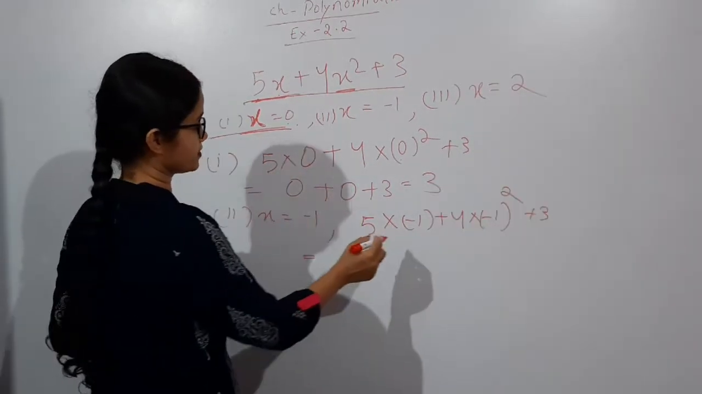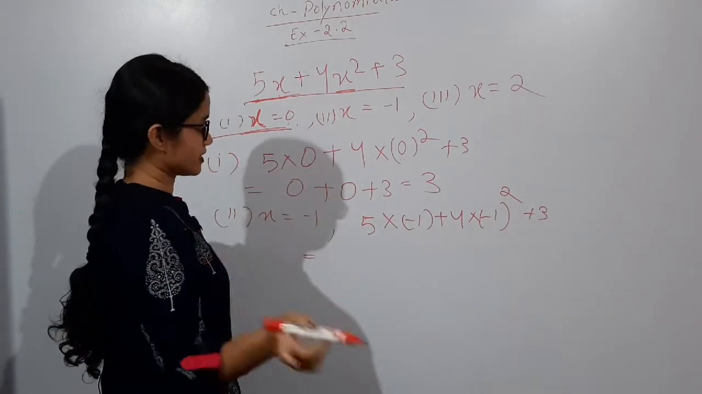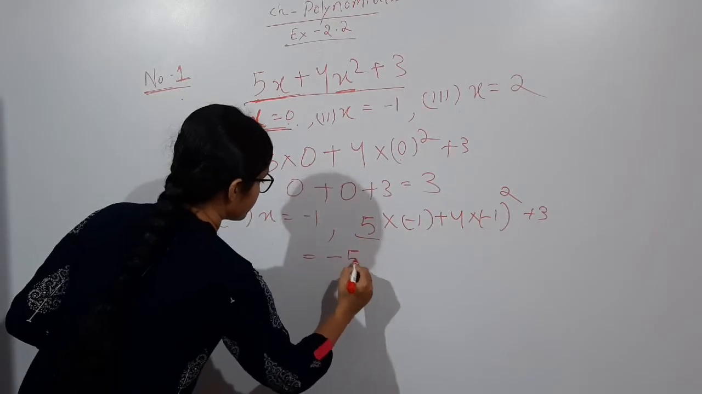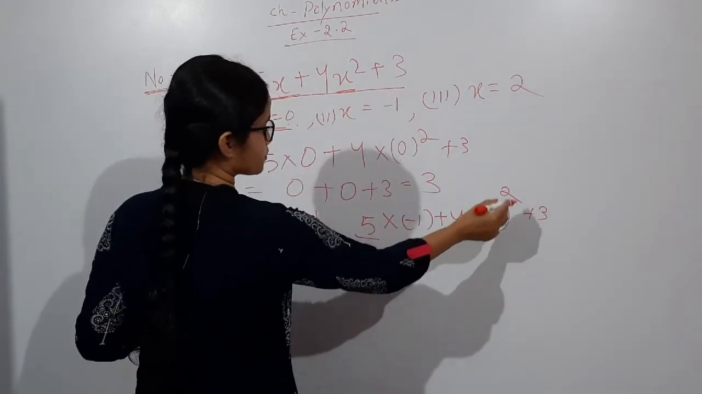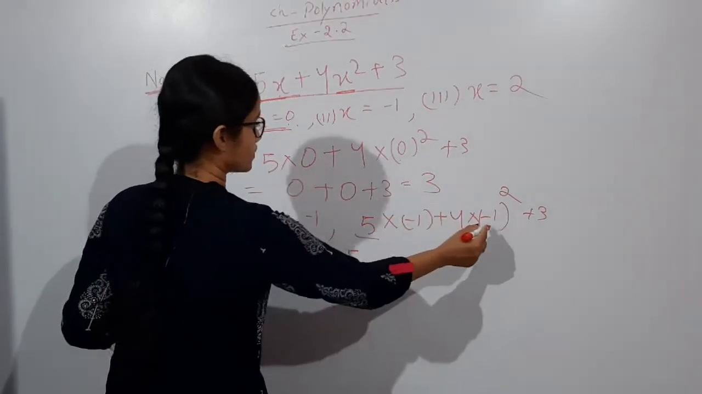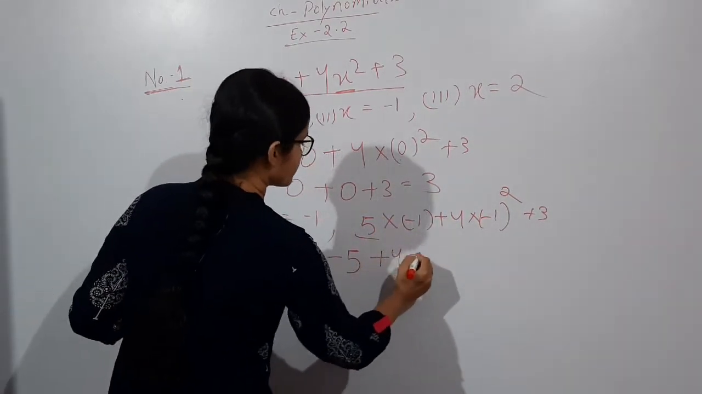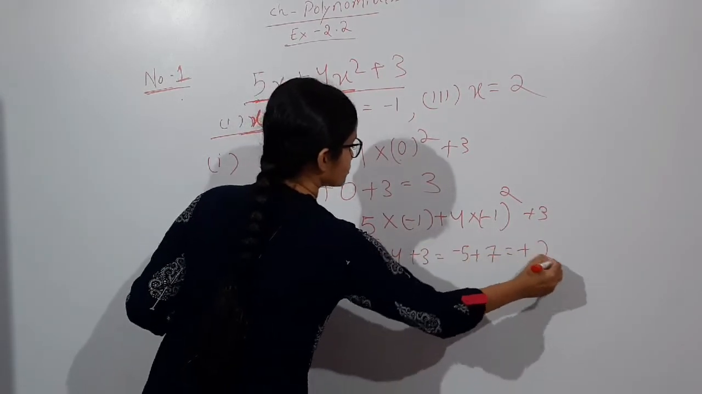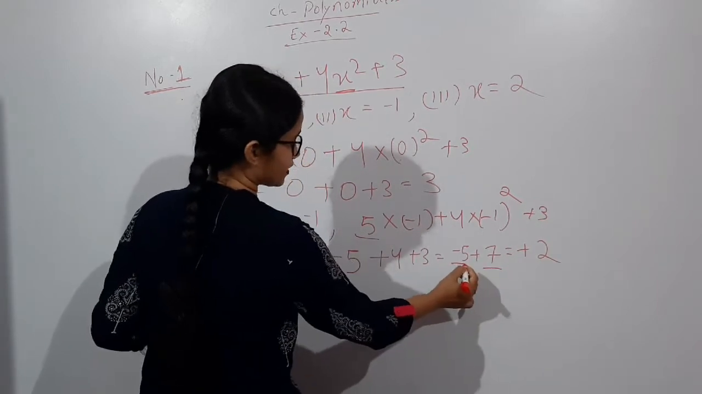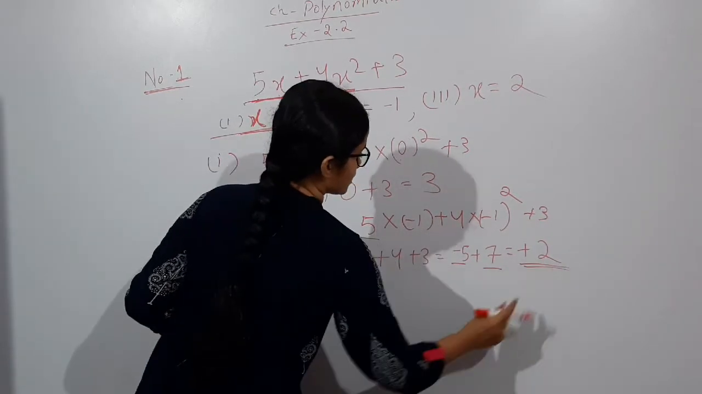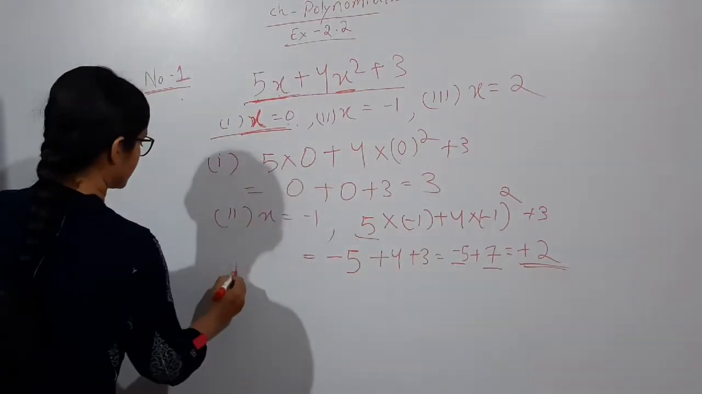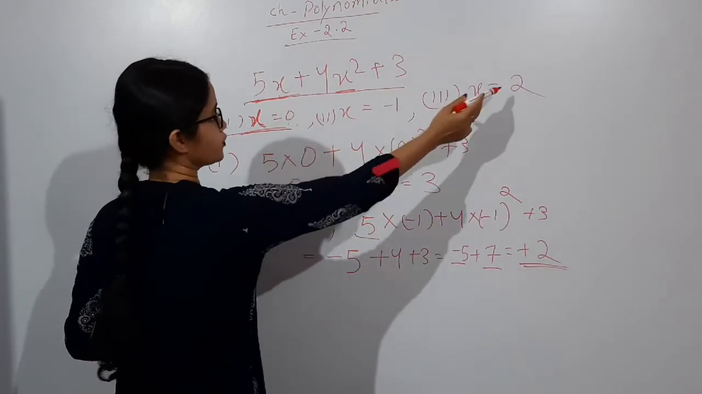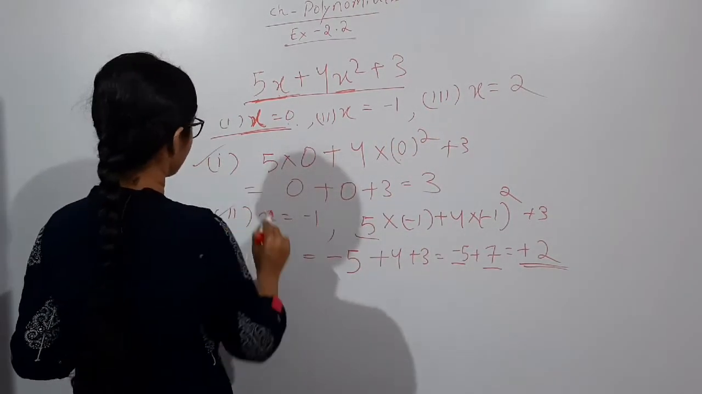As you guys know that if an integer which is negative is multiplied with a positive integer, then the result will be negative. Okay. Minus 5, then minus 1 into minus 1, that will be plus 1. So plus 1 into 4 plus 4 plus 3 is equal to minus 5 plus 7 is equal to plus 2. The positive integer is more than the negative integer, that's why the answer will be plus 2. Then the last one, I think you can do this, because in the place of x you have to put 2. Similarly as I have done bit 1 and bit 2.